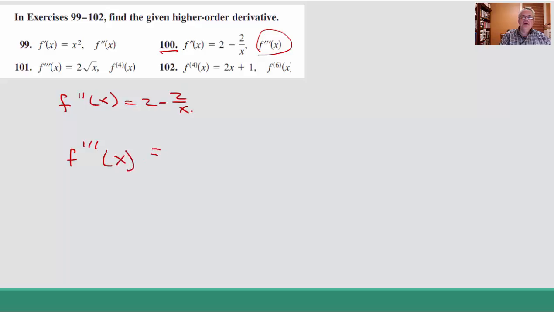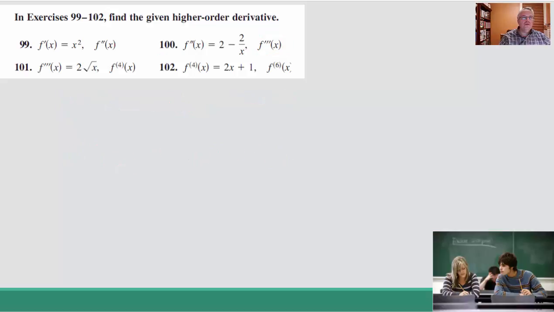Okay, now, before we do this, let's rewrite this. This is equal to 2 minus 2x to the minus 1. So let's write this with a negative exponent. So f triple prime, well, the derivative of 2 is 0. And the derivative of this would be minus 1 times minus 2, which is 2, x to the minus 2, which is the same as 2 over x squared. We're done. That's the third derivative.